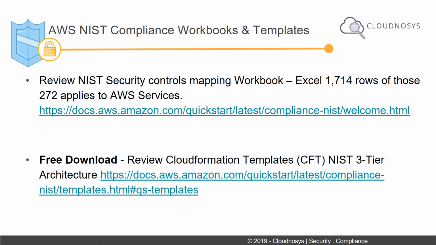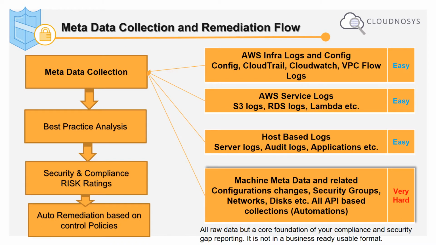Okay, so that kind of takes care of that. Now let's get into the real nitty-gritty of it. You really got to pay attention on this slide because there's a lot of moving parts here, but I'll go very slowly. So basically focus on the right side of the slide where it says AWS Infra Logs and Config, and then it says Easy in blue. Just start from there and go down.